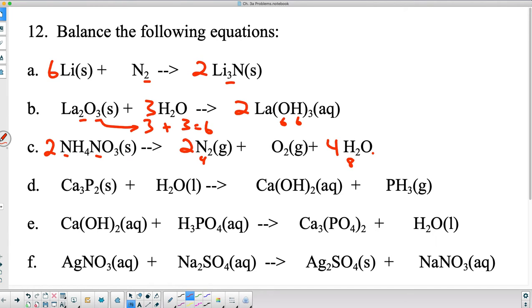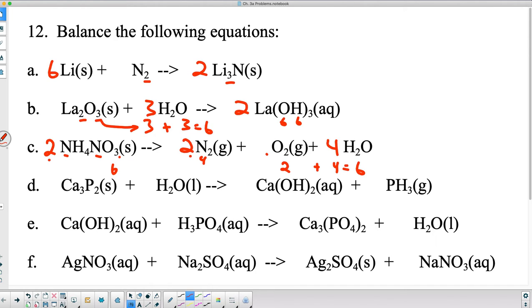So okay, now we might be getting somewhere. 2 times 3 gives me 6 oxygens. Here I have 2 oxygens plus 4 times 1 is 4 oxygens, which gives me 6 oxygens. So this actually works. So my numbers are 2, 2, 1, and 4.